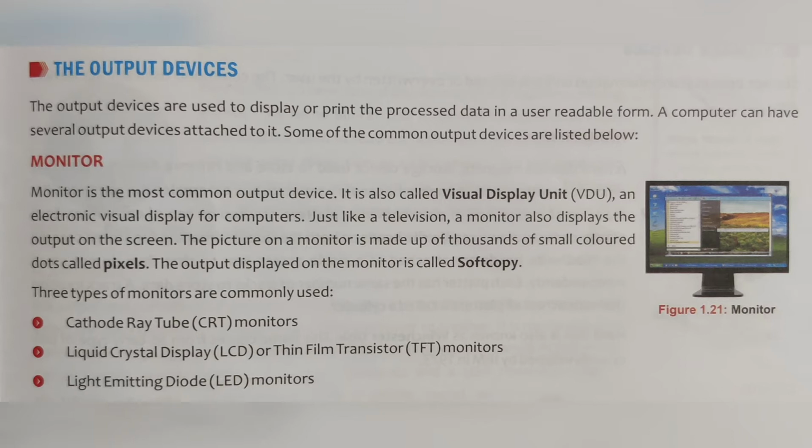Three types of monitors are commonly used. First, CRT monitor. The full form of CRT is cathode ray tube monitors. Now we are using LCD monitors and TFT monitors. LCD means liquid crystal display, and TFT means thin film transistor monitors. After that, we are using the latest technology, LED monitors, light emitting diode LED monitors.